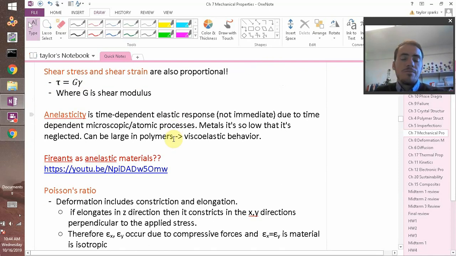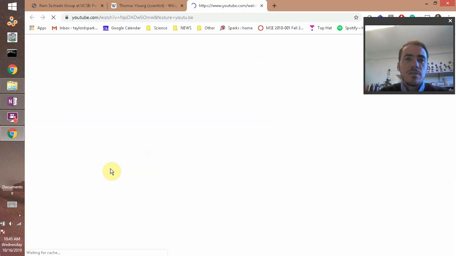Now, something that's really interesting is you can get anelasticity. Anelasticity is fascinating. It's a time-dependent elastic response. In other words, when you first apply the load, it's not immediate, it takes a minute, because there are microscopic or atomic processes that happen over a period of time, and it's slow. For metals and ceramics, it's typically so low that it can be neglected, but it can be large in materials like polymers. You can see whole types of behavior which we call viscoelastic. It looks kind of like a mix between viscous and elastic.